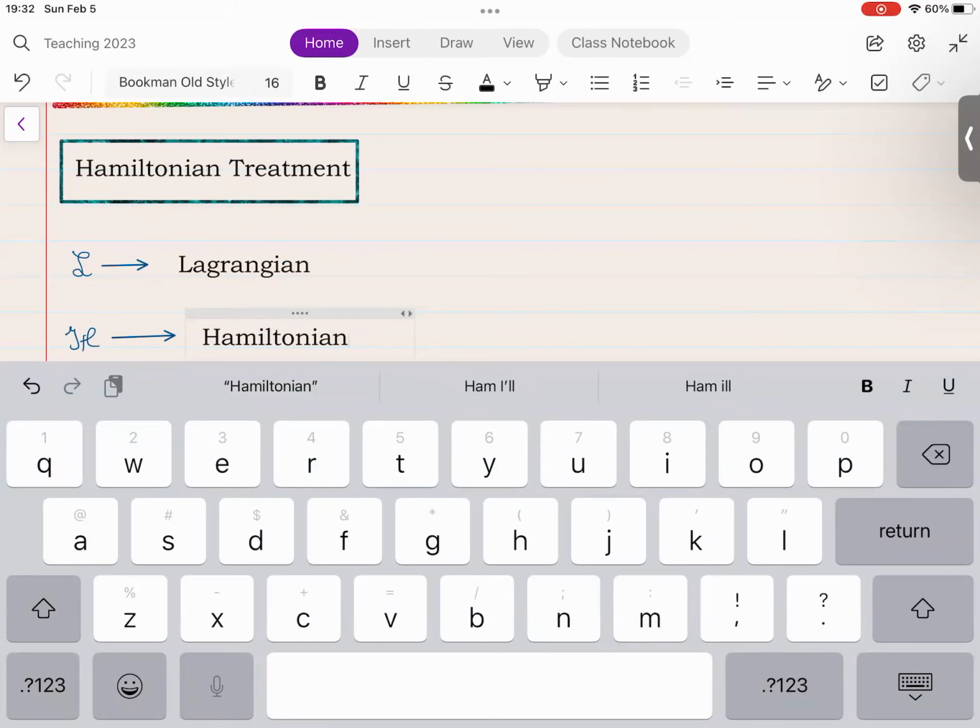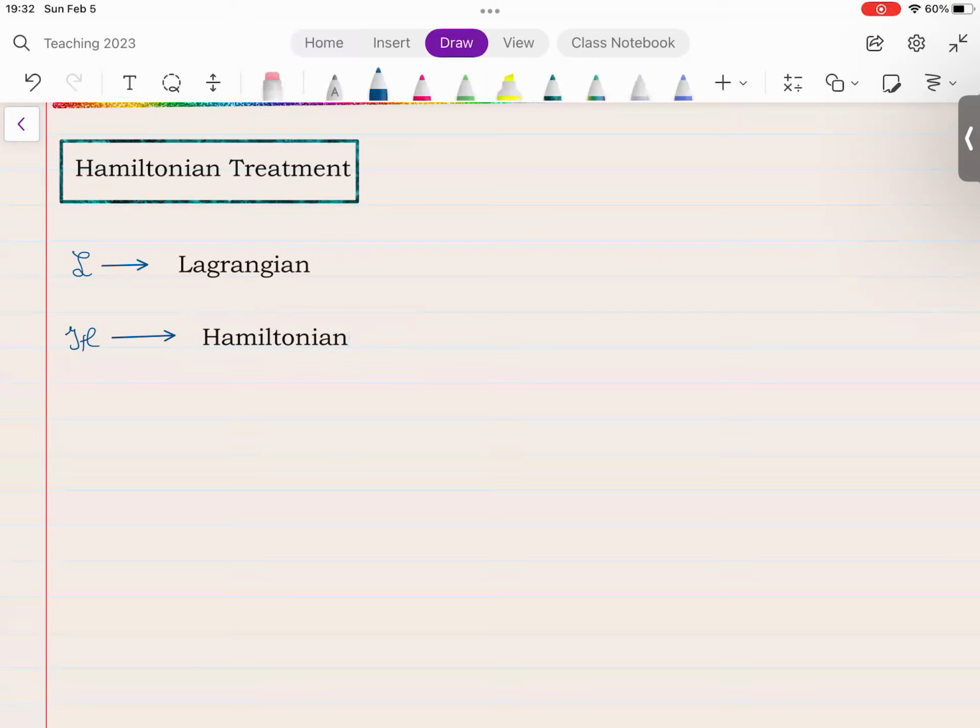Hamiltonian without a final A. And you know from classical mechanics that I can relate the two through the relation: the Hamiltonian is going to be equal to the sum over the coordinates i of q dot i times p i, minus L.